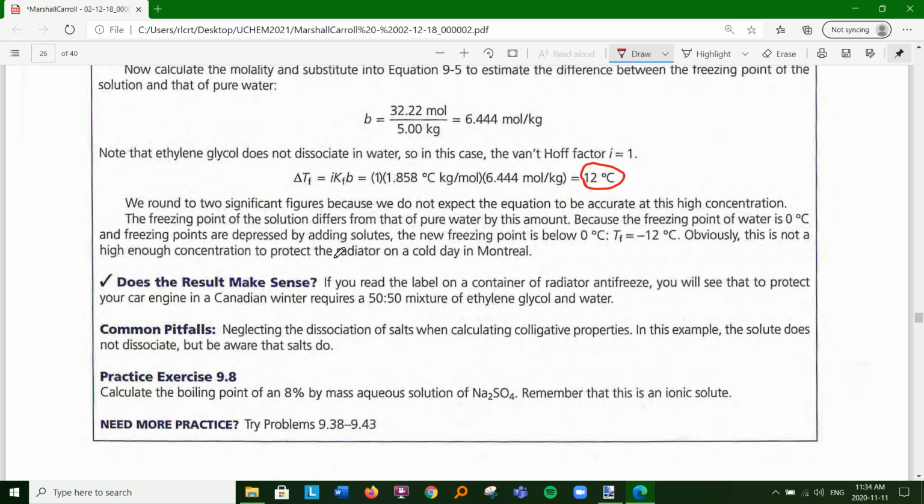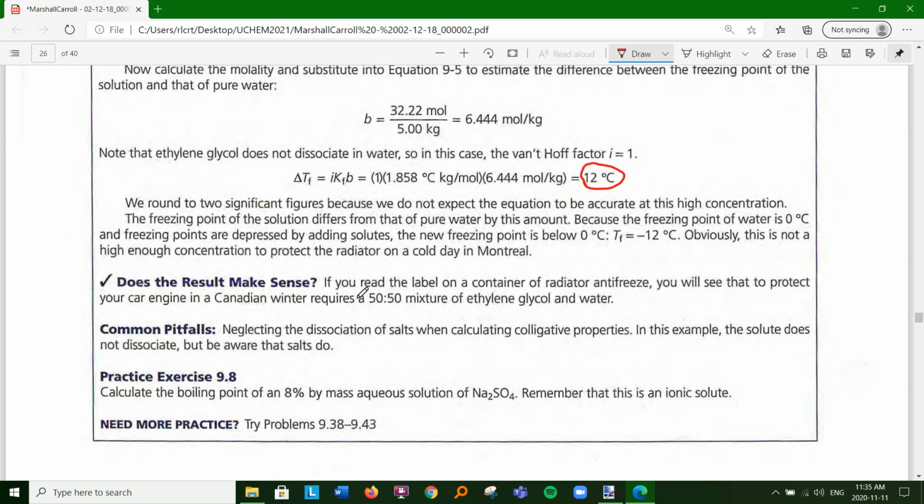Obviously, this is not a high enough concentration to protect the radiator on a cold day in Montreal or in Winnipeg. So if you read the label on a radiator antifreeze, you'll see that to protect your car engine in a Canadian winter requires a 50-50 mix, right? This wasn't a 50-50 mix. This was a lot less. So you'd have to put in more ethylene glycol the colder that it is. Okay?